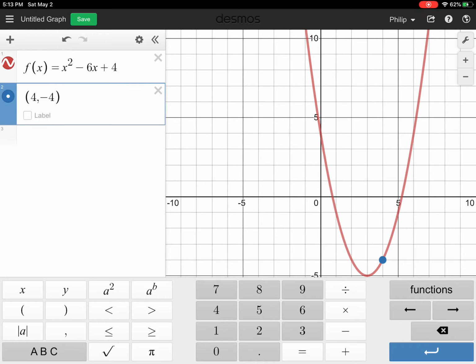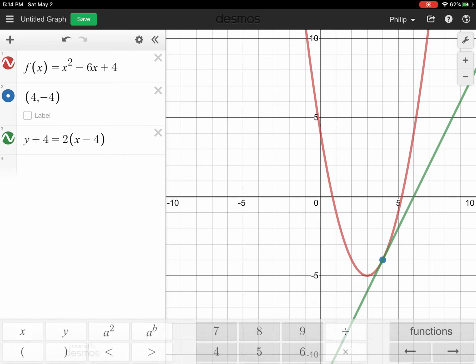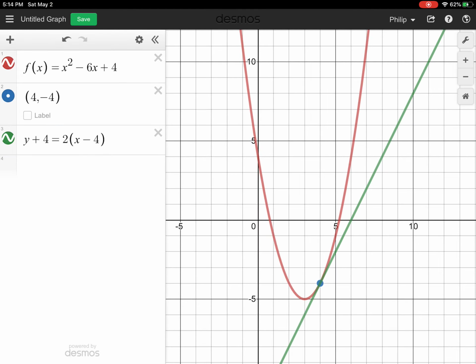Let's highlight the point 4, -4. And let's enter in the tangent line equation that we just came up with, just to see if it seems to visually align with what we found algebraically. And just making sure everything's correct. And there it is. There's our tangent line.